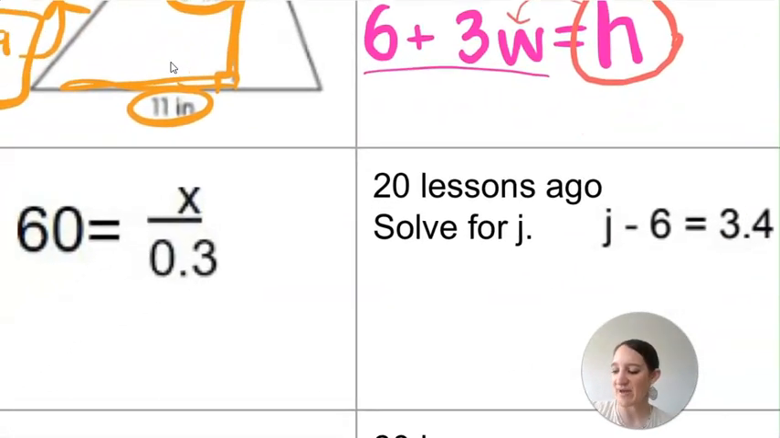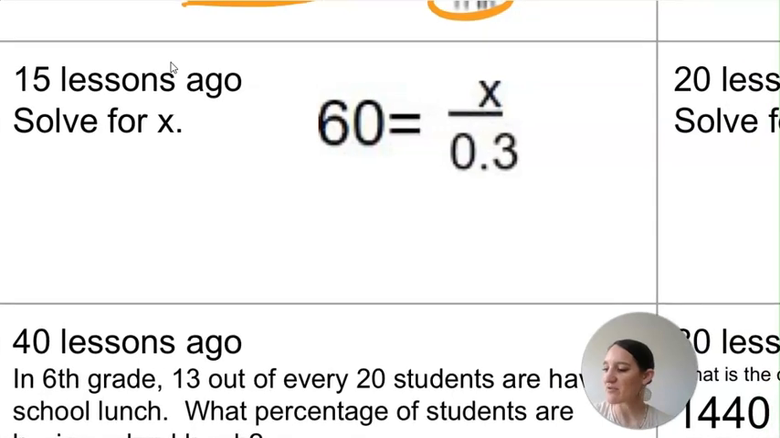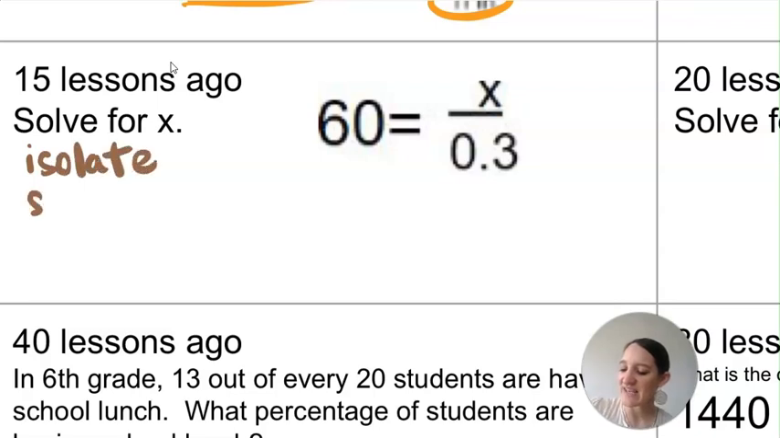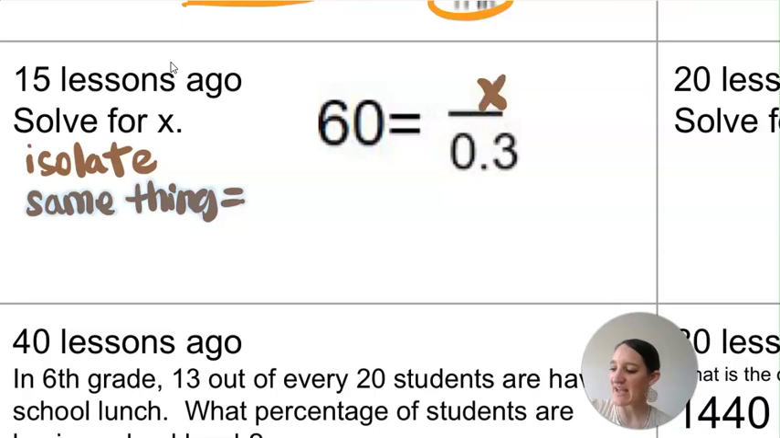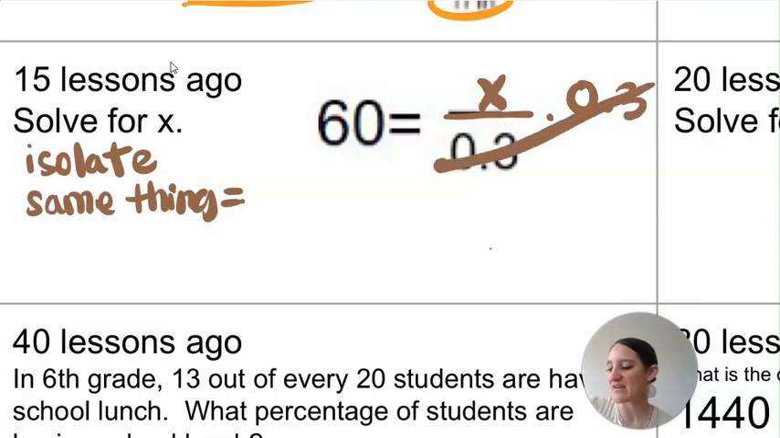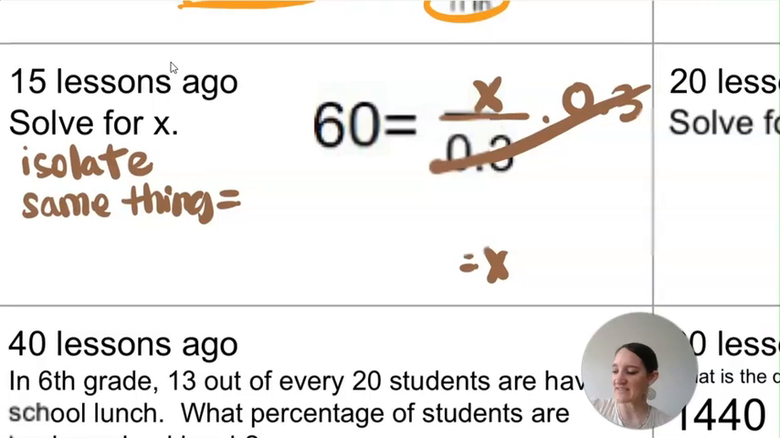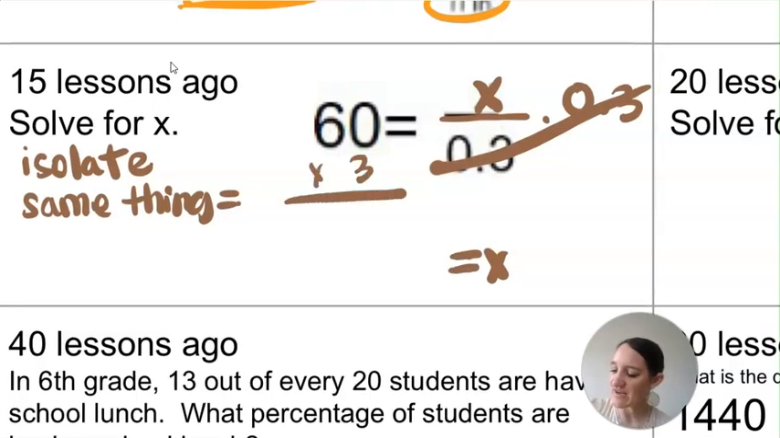So h is dependent. Fifteen lessons ago, we were solving for x. When we solve for x, the two keys are to isolate and do the same thing on each side to keep it equal, right? So how can we isolate that x? Well, if it's being divided by 0.3, the opposite of divide is times. That now gets us the x isolated. And so we're going to do the exact same thing on this side.